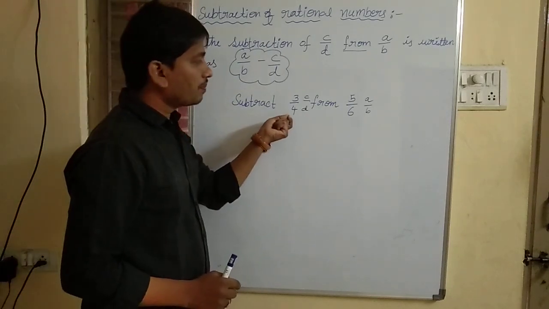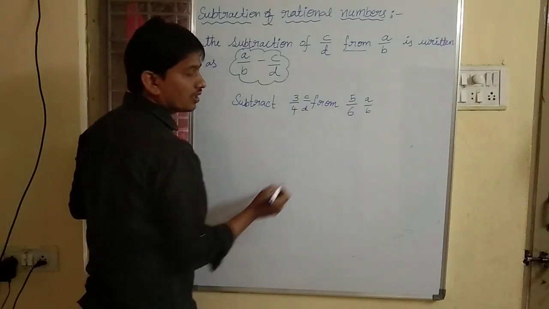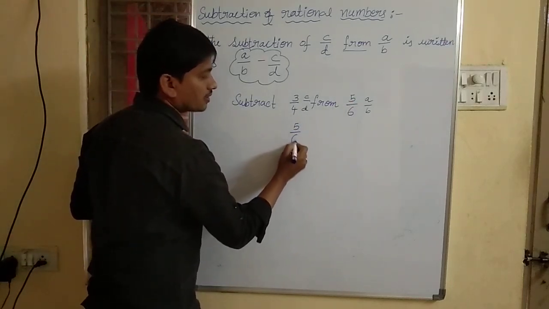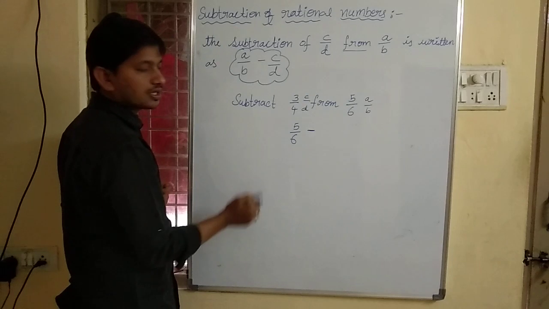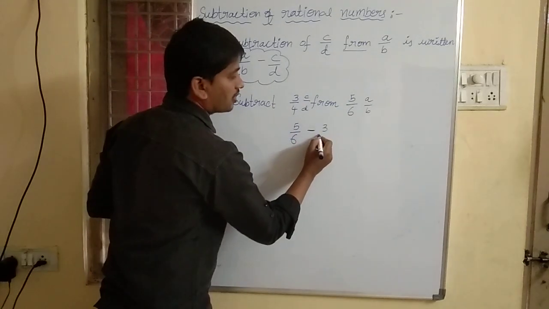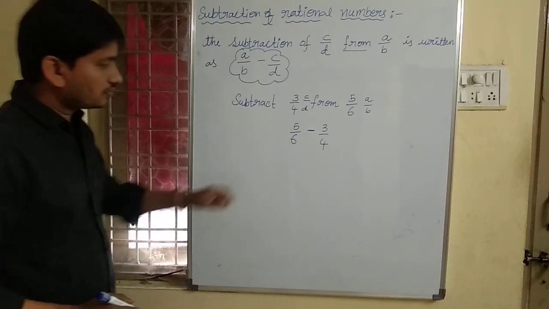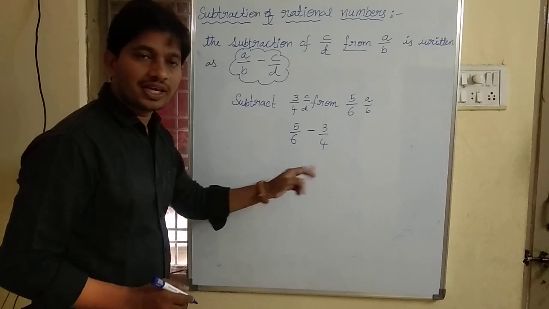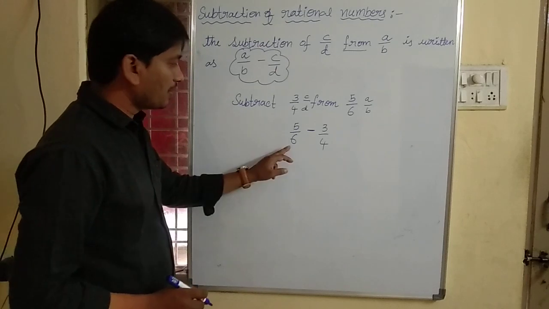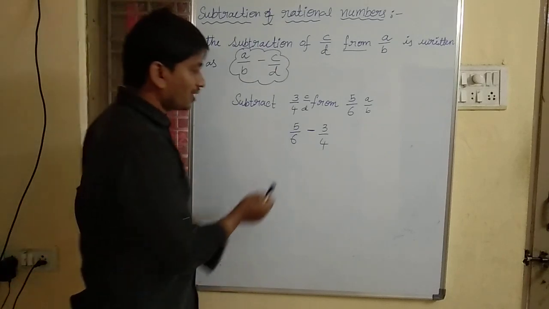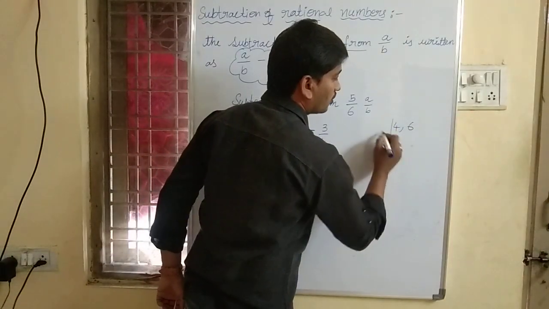See, subtract 3 by 4 from 5 by 6. So first of all, we have to write A by B, that is 5 by 6, minus C by D, that is 3 by 4. You can observe here the denominators are not the same, so we have to find the LCM of the denominators. Here denominators are 6 and 4. What is the LCM of 6 and 4?